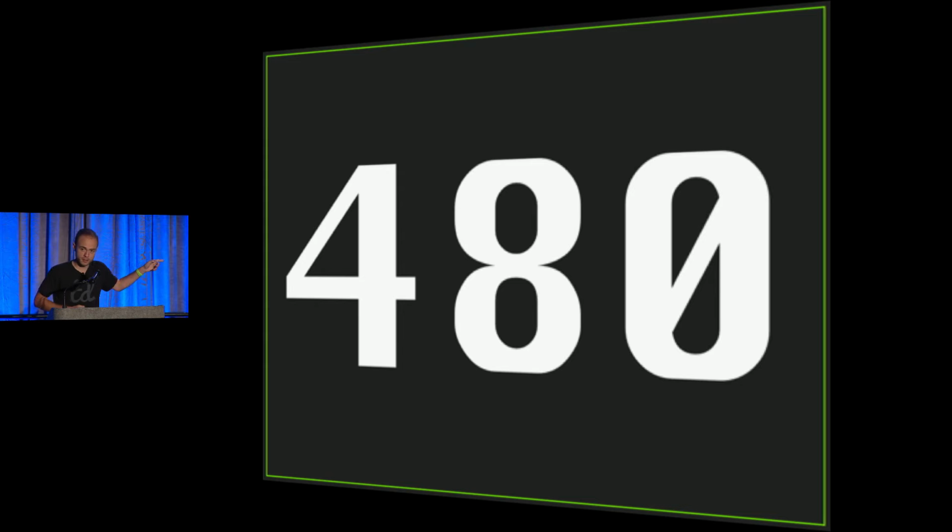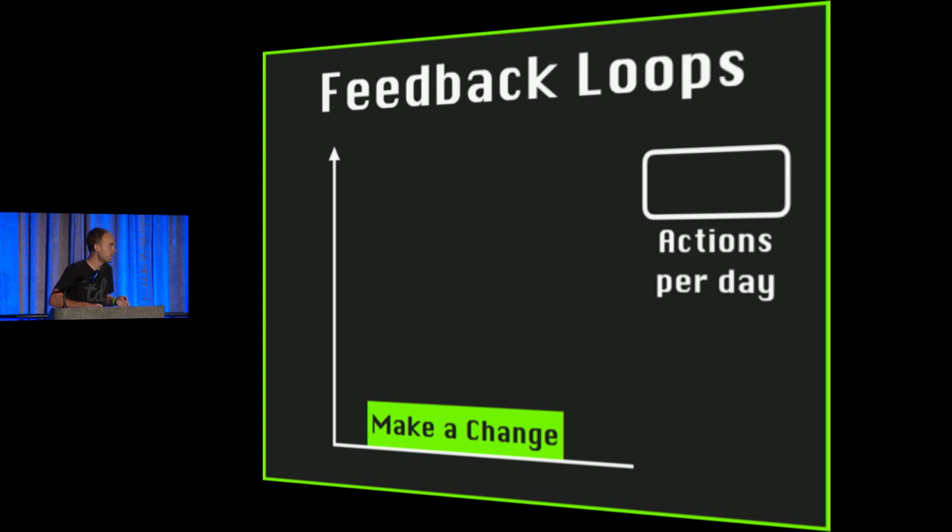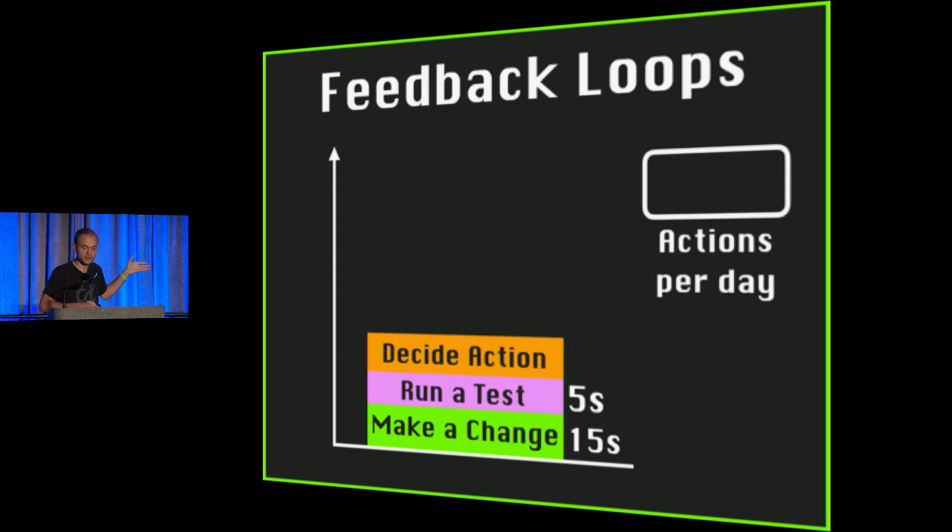480 is a significant number because it's the number of minutes in an 8-hour workday. And we're going to talk about how little microsecond changes in our productivity loops can affect how much stuff we can hope to get done in a day. Let's say we take 15 seconds to make a change, and 5 seconds to run a test, and then 10 seconds to respond and figure out what we're going to do next. That's a 30-second feedback loop.